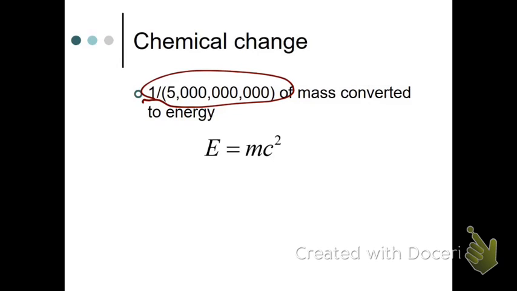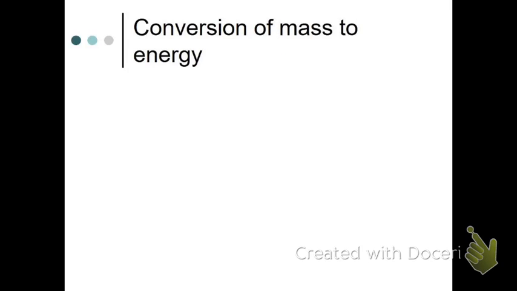And, of course, the amount of energy that's generated goes by the famous Einstein equation, E equals mc squared. So, again, the point is that chemical reactions generate far less energy than a nuclear reaction because the mass loss is much smaller by an enormous amount. So in these reactions, we are talking about converting mass to energy through the equation E equals mc squared.